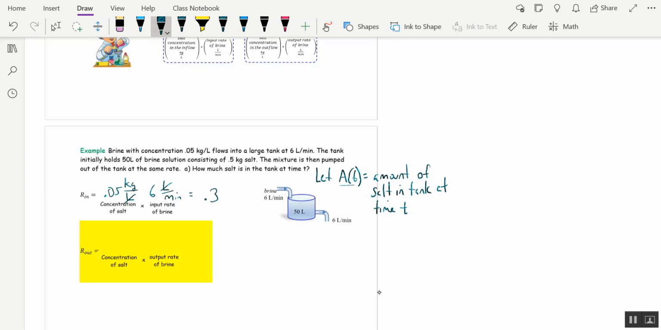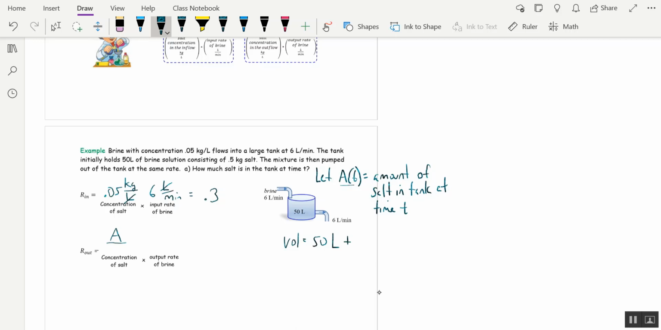Okay, rate out. Concentration of the substance leaving. Well, this is going to be the amount of salt in the tank, which is A by supposition, divided by the volume of the tank. All right, well, what is the volume of the tank? Let's go over here. The volume of the tank, it's 50 liters, because it initially holds 50 liters of brine. We're told that, 50 liters.